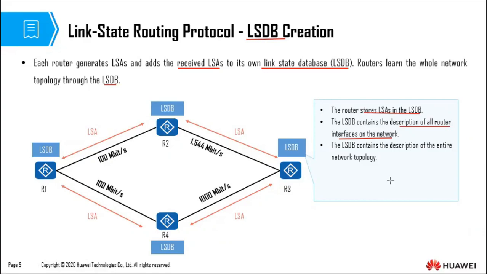Meaning that, for example, router 2 will have information about that link. It will have information about that link. It will have information about not link but interface. That interface, it will have information about that interface. It will have information about this interface here, about this interface here, and also about this interface here.